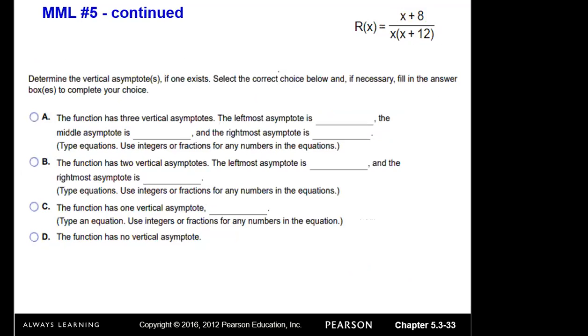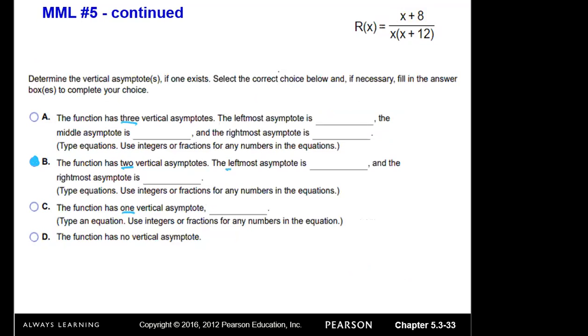All right. Determine the vertical asymptotes. This is where I said make a mental note before. I believe I used the color blue before. That was when we had 0 and negative 12. There were 2 vertical asymptotes. This one says 3, this one says 2, this one says 1. It's this one. There were 2.